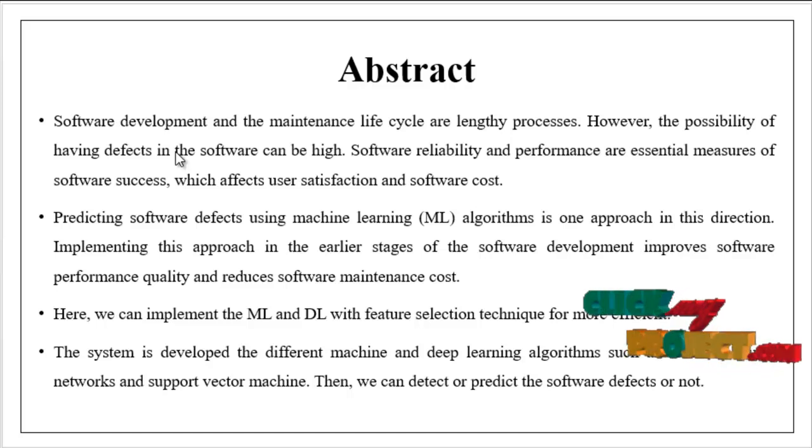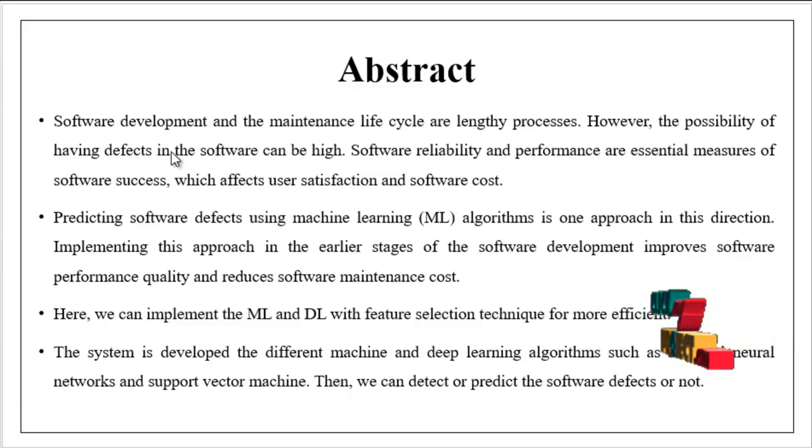Software development and the maintenance life cycle are lengthy processes, so the possibility of having defects in the software can be high. Software reliability and performance are essential measures of software success, which affects user satisfaction and the software cost. Predicting software defects using machine learning and deep learning algorithms is one approach in this direction. Implementing this classification in the early stages of development improves software performance quality and reduces the software's maintenance cost.